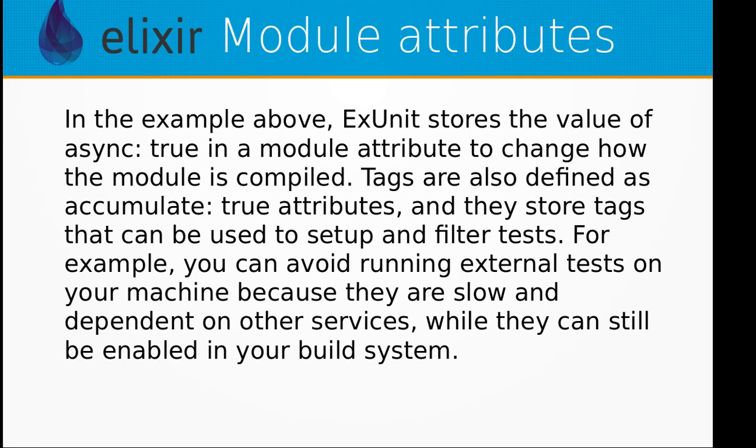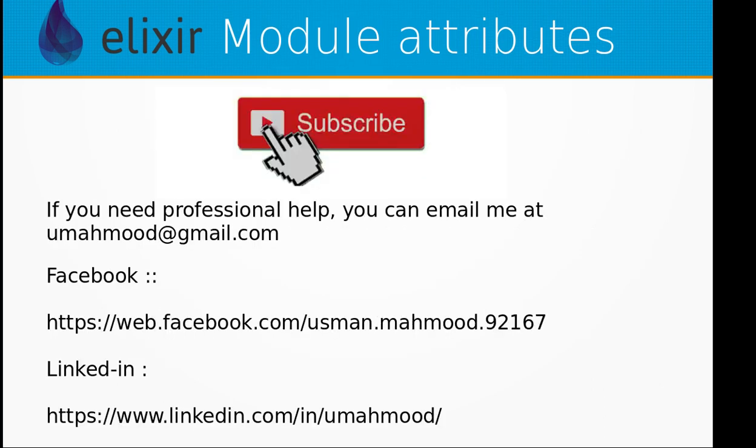In the above example, ExUnit stores the value of async true in a module attribute to change how the module is compiled. Tags are also defined as accumulate: true attributes, and they store tags that can be used to set up and filter tests. For example, you can avoid running external tests on your machine because they are slow and dependent on other services, while they can still be enabled in your build system.